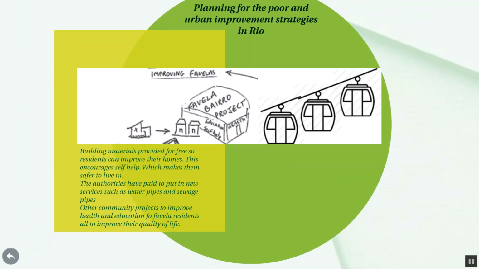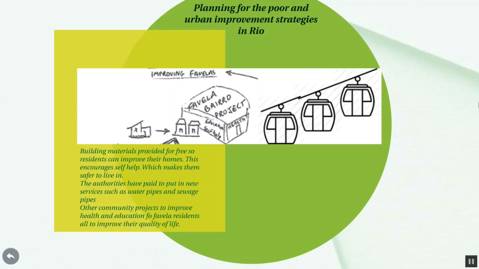So what is a site and service scheme? This is where the authorities provided building materials for free so the residents can then improve their homes. It encourages people to help themselves, makes the homes safer to live in, and they meet much better building standards. Also, the authorities put in new services such as water pipes, electricity, sewage pipes and sanitation. So people upgrade their houses by themselves, and the authorities also provide water infrastructure and sanitation infrastructure.